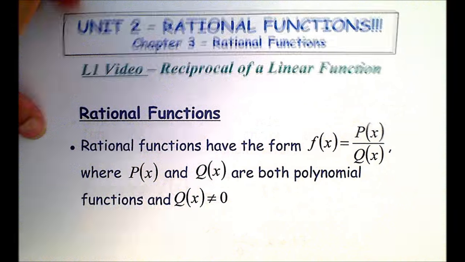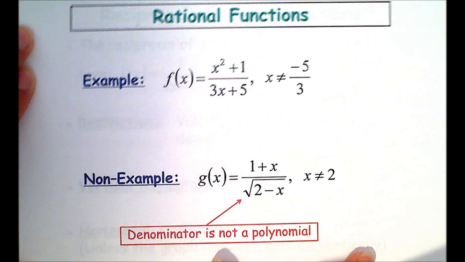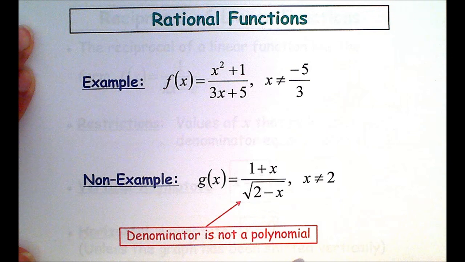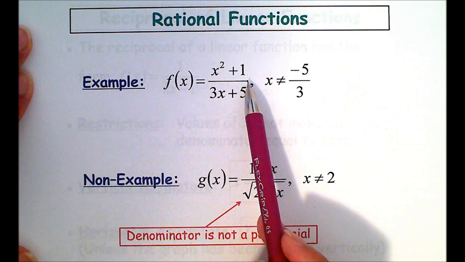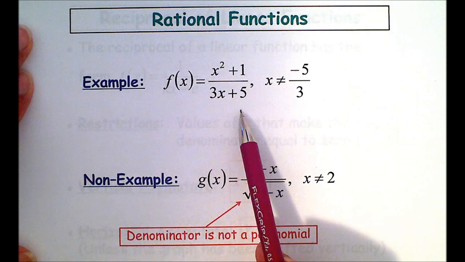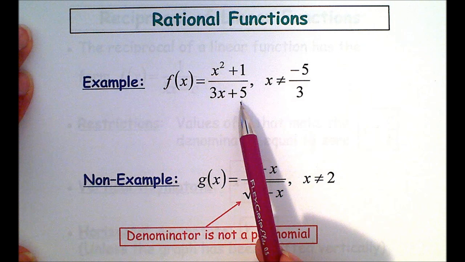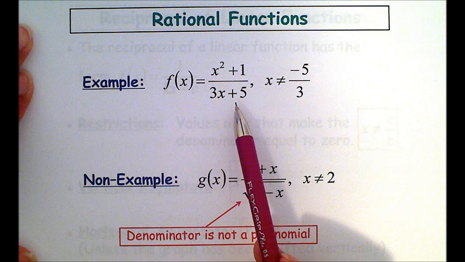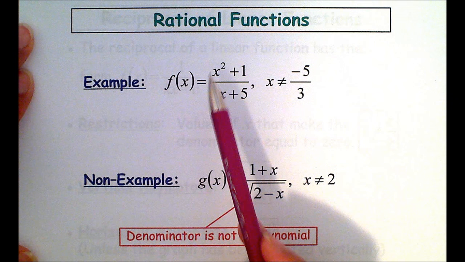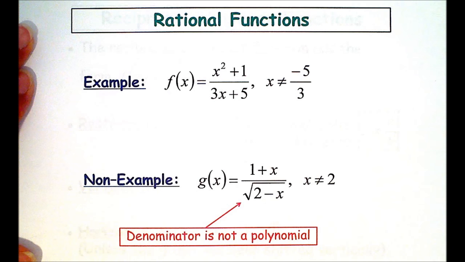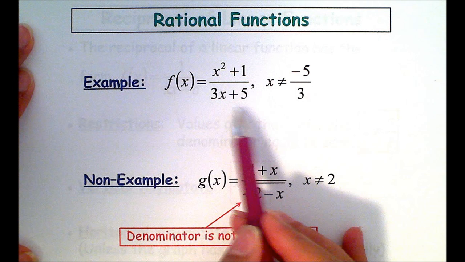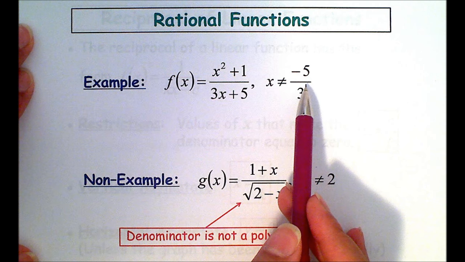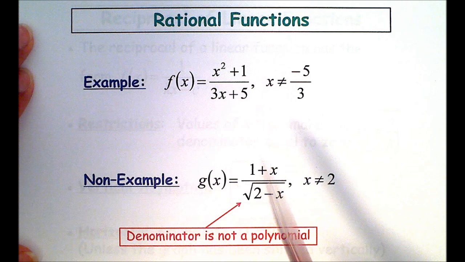So we'll look at some examples and non-examples. An example of a rational function is the one that we have here. We have x squared plus 1 in the numerator and 3x plus 5 in the denominator. Since both the numerator and denominator are polynomial functions, the entire fraction represents a rational function. Okay, and as you can see on the side here, there is a restriction on the value of x, since x equal to negative 5 over 3 would make the denominator 0, so it creates a restriction.